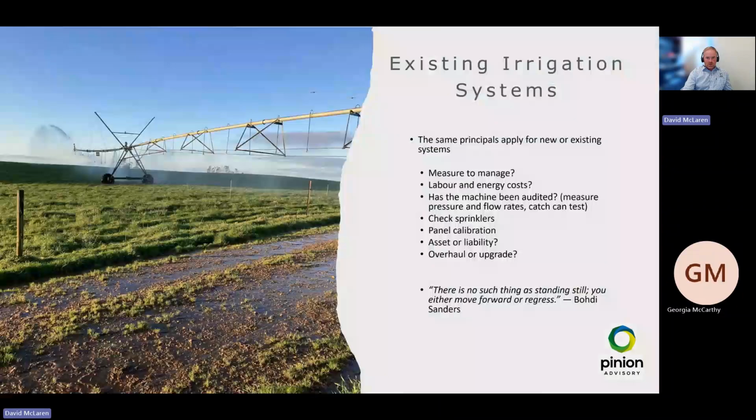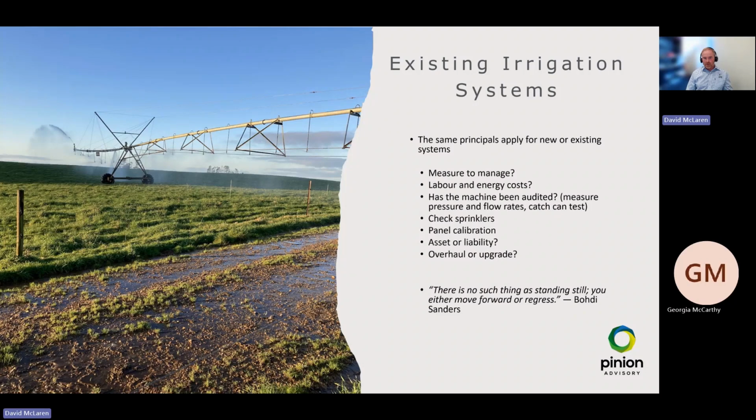So now I just wanted to touch on existing irrigation systems. So the same principles apply. All the principles I've articulated and talked about today, I think they apply for new systems in the planning stage, but they can also apply for existing systems. With existing systems, my philosophy is you need to measure to manage labour and energy costs. You need to actually quantify these, measure these.